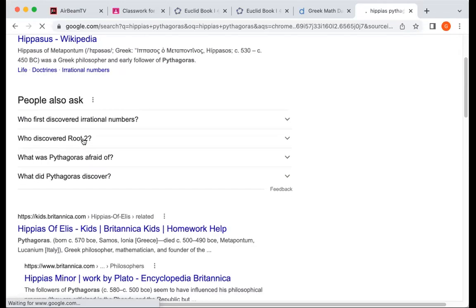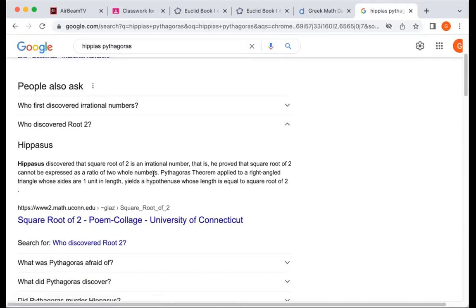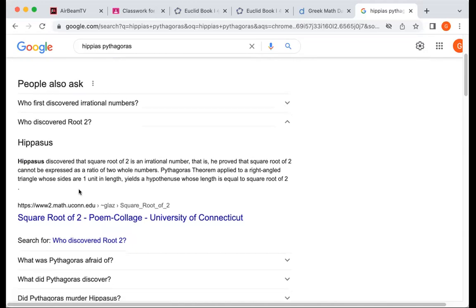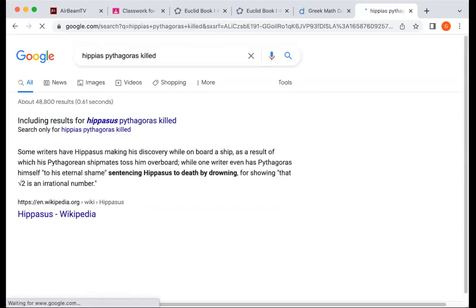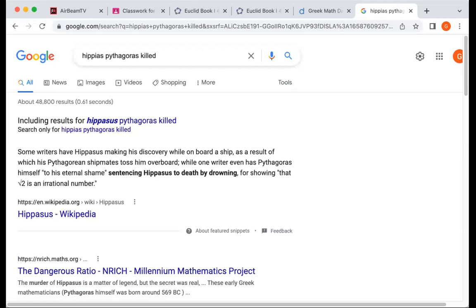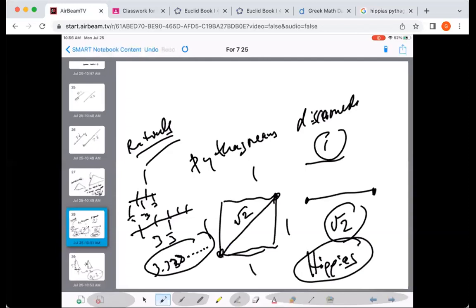Here, who discovered the square root of 2? Hippasus discovered the square root of 2 is an irrational number. That is, he proved the square root of 2 cannot be expressed as a ratio. Some writers have Hippasus making his discovery while on board a ship, as a result of which his Pythagorean shipmates toss him overboard. While one writer even has Pythagoras himself, to his eternal shame, sentencing Hippasus to death by drowning for showing that the square root of 2 is an irrational number. To be fair, it's important to remember Pythagoras was a cult, and that's probably why they did not want that secret out.